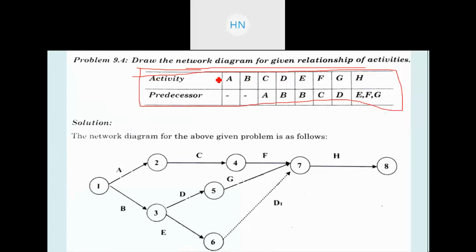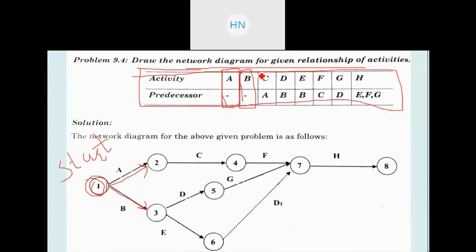Now look here, for the first activity there is no predecessor, means A is an initial activity, right? There is no predecessor. So this is your starting node or starting event, event number 1. From that your activity A will be coming out. So here I am drawing activity A, right? Now look at the second data, that is activity B has also no predecessor. So this activity B also comes out from event number 1 only, because it is also not having any kind of predecessor, right? So those two are initial activities, right?